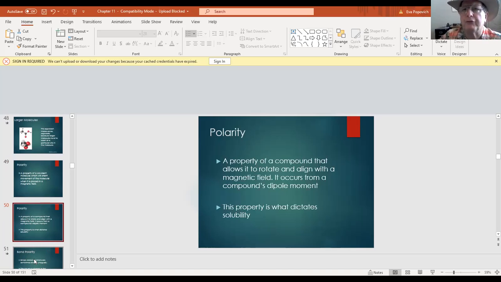A lot of properties derive from polarity. Probably the single most important is solubility, because if you have a polar molecule, then water, which is polar itself, can surround that polar molecule, aligning all the charges together and making it dissolve. If you have a non-polar solvent like gasoline and a polar compound like sugar, they don't mix. So sugar will not dissolve in gasoline.